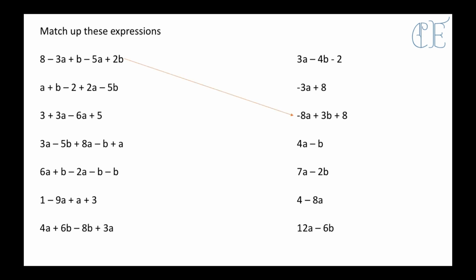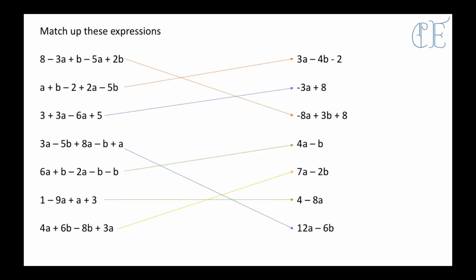Okay, so we have those two matched together. So 8 minus 3a plus b minus 5a plus 2b equals minus 8a plus 3b plus 8. I won't go through all of these. Okay, I'll just show you the matching ones. There you go. All right, so they're all matched together, so have a good look and see if you got them all right.